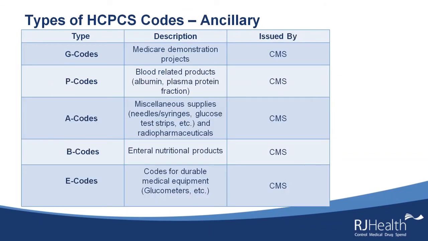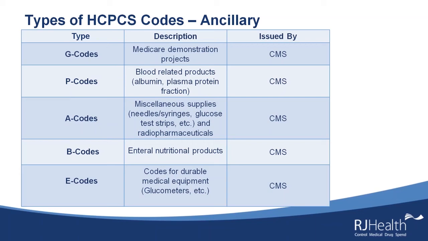There are also ancillary HCPCS codes. So these will go either in conjunction with or separate from the type of billing we would see for the medically covered pharmaceuticals. So something like A codes for miscellaneous supplies, so the needles or syringes or radiopharmaceuticals needed, again, either in conjunction with those J-coded products or standalone for radiopharmaceutical tests. D codes for enteral feeding, E codes for DMEs, glucometers, pain pumps, that sort of thing.